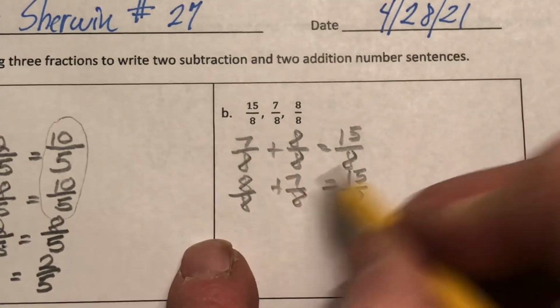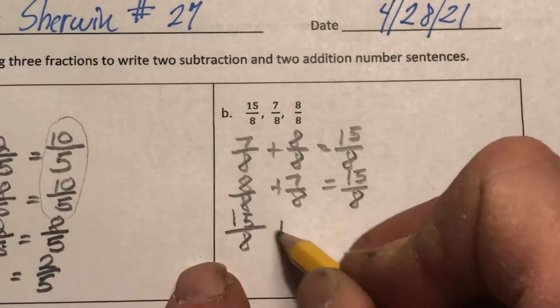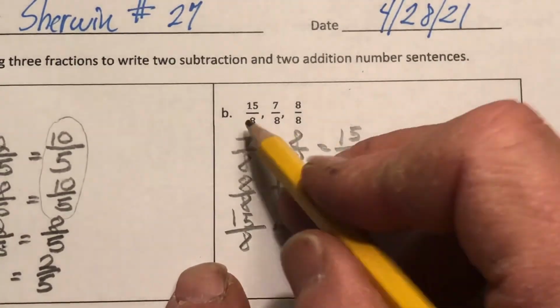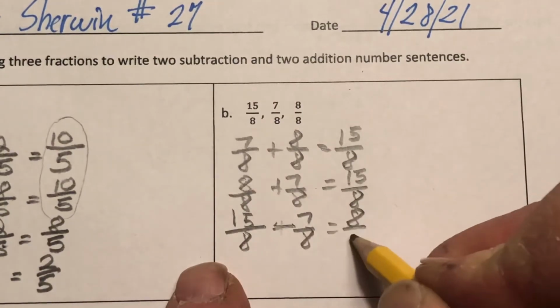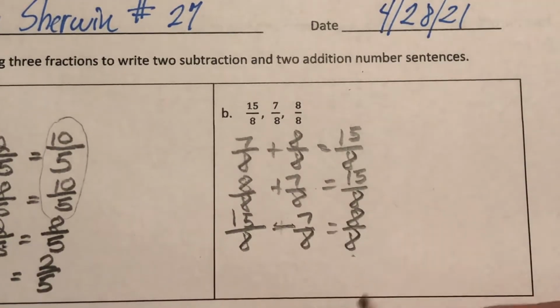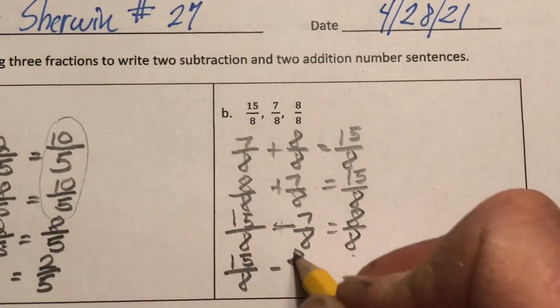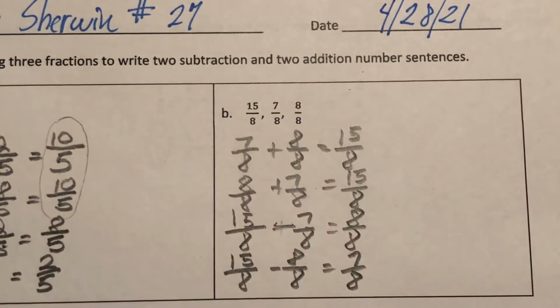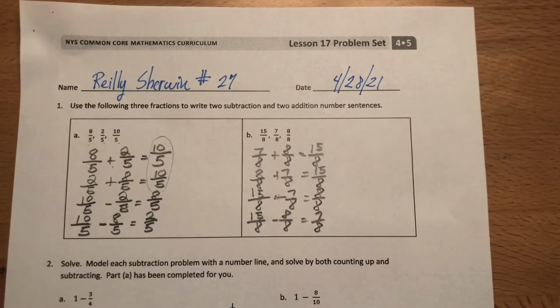And then subtraction time. So these are going to be the leads. 15/8, not plus, minus one of these two, 7/8 is equal to 8/8. Now I'm just going to flip those around. 15/8 minus 8/8 is equal to 7/8. There it is. All my related facts, okay? All right. So let's move on. Let me zoom back out here and see what I got.